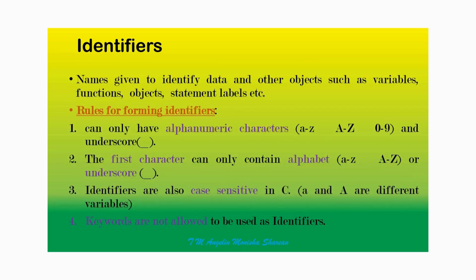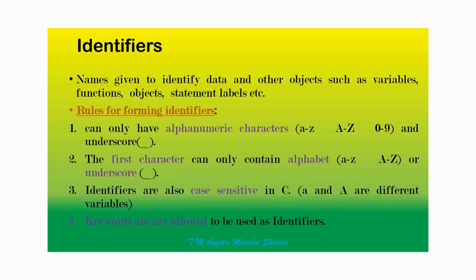Identifiers. Identifiers are the names given to identify the data and other objects such as variables, functions, statement labels, etc. And we have certain rules for forming the identifiers. They are: the identifiers can have only alphanumeric characters, that is A to Z and 0 to 9. And also it can include a special character which is underscore. The first character of the identifier can be an alphabet or underscore. It cannot be a number.